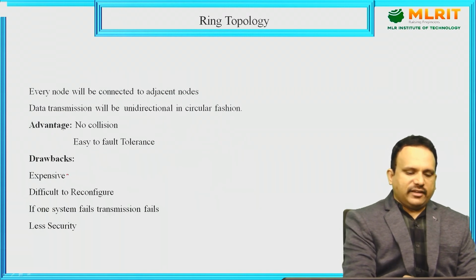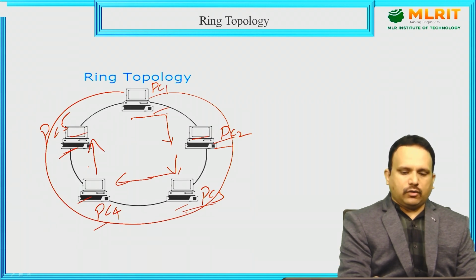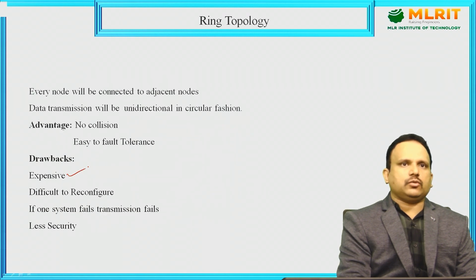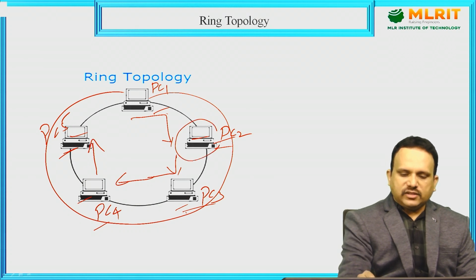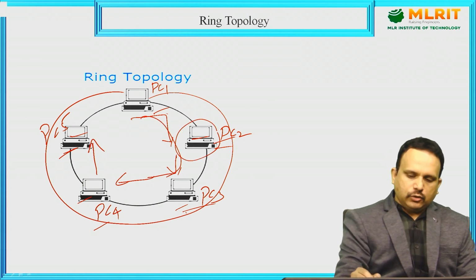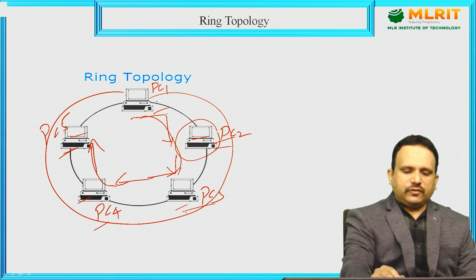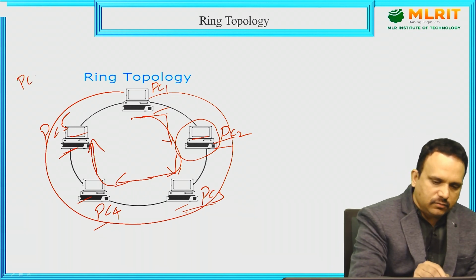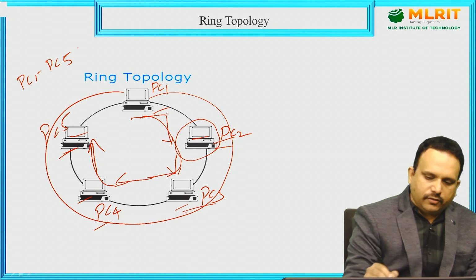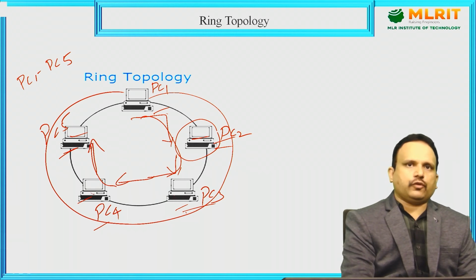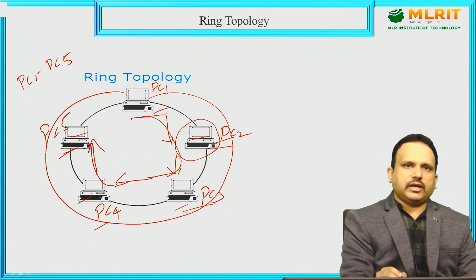Drawbacks: it is expensive, more cabling is required, and it is difficult to reconfigure. It is not easy to configure. If one system fails, transmission fails. For example, if PC2 fails, there is no possibility to transmit the data to PC3, PC4 and PC5. These are the disadvantages. And there is less security. If PC5 wants to transmit data to PC1, PC2 will receive it, PC3 will receive it, and PC4 will also receive it. Simply each and every system in the network will receive the data, so there is no security.